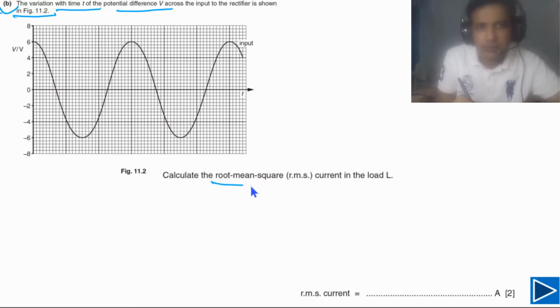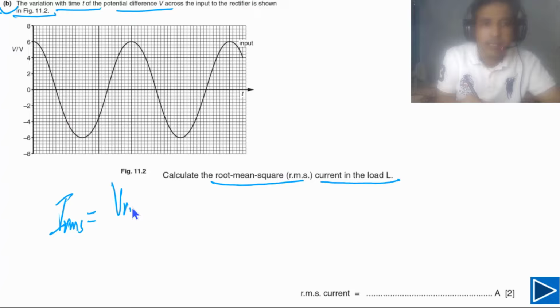We need to calculate the root mean square value of current in the load, capital L. So we need to calculate IRMS. So we can simplify down. Here is IRMS. IRMS has to be equal to VRMS divided by the resistance of the resistor.